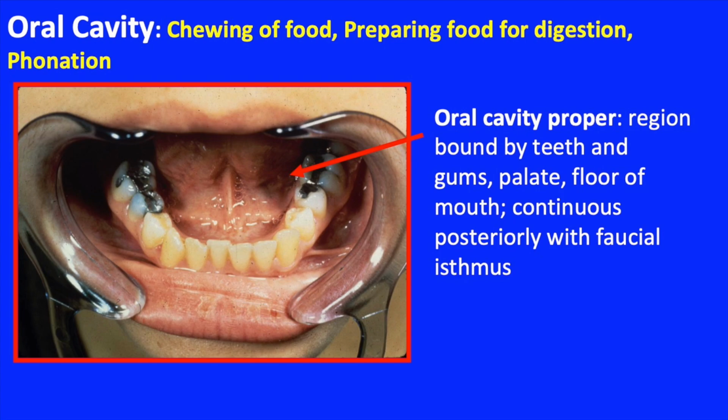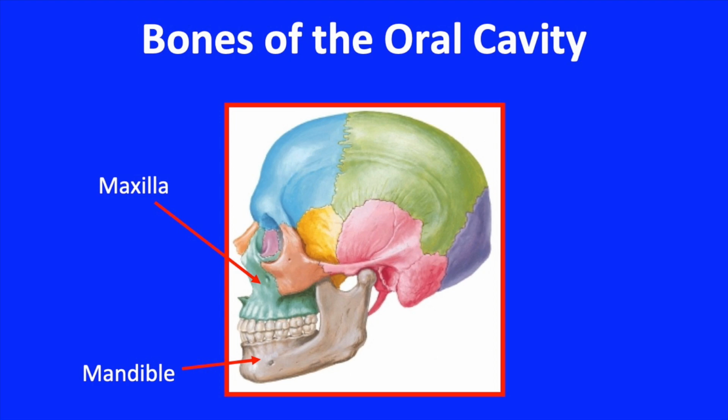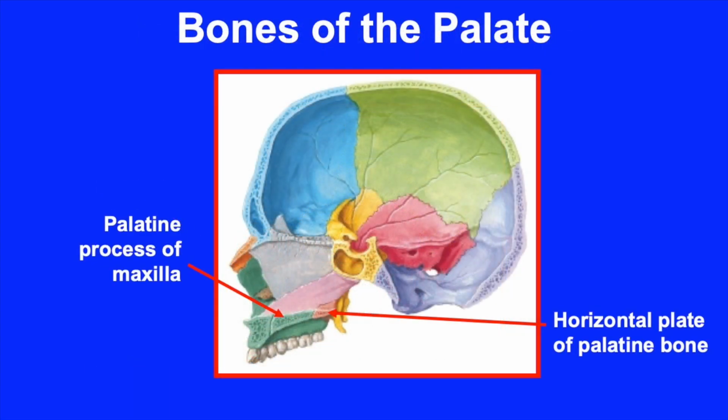We chew our food and prepare it for digestion. We also speak. Let's start the discussion by naming the two principal bones of the oral cavity, the maxilla and the mandible. When we look at the skull in the sagittal plane, we see that the maxilla helps form the roof of the oral cavity with its palatine process. The second bone that contributes to the roof is the horizontal plate of the palatine bone. Together, these two processes form the hard palate.